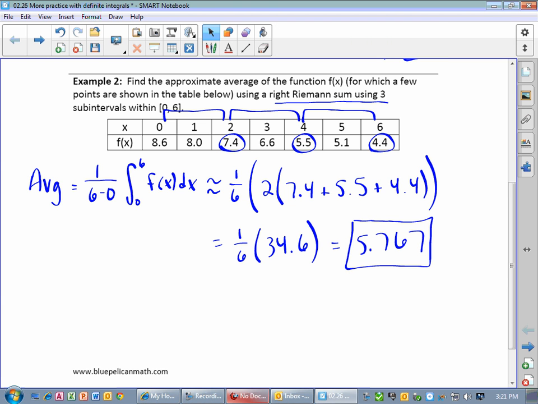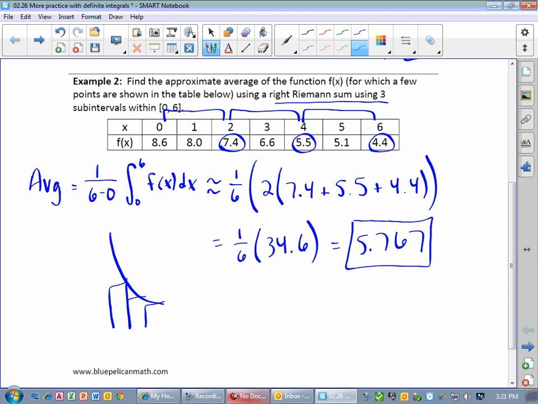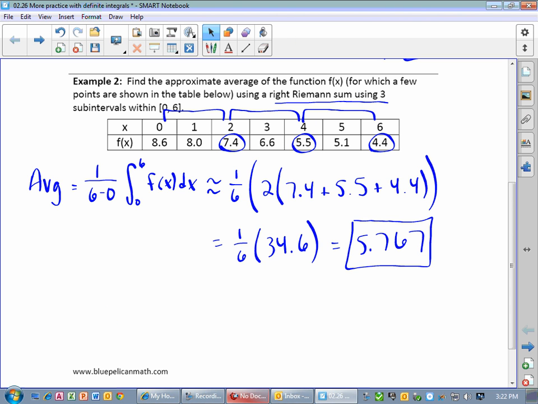Now, assuming that this function is always doing what it's doing here, based on this table, would you say this function is increasing or decreasing? It's decreasing, so it's going down. The f of x is decreasing as x increases. So is the right Riemann sum going to give us an overestimate or an underestimate? If we've got a decreasing function, right gives us an underestimate. And the same applies for the average. So we know the average is actually more than this, just like yesterday on the temperature problem.